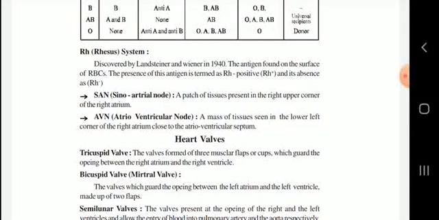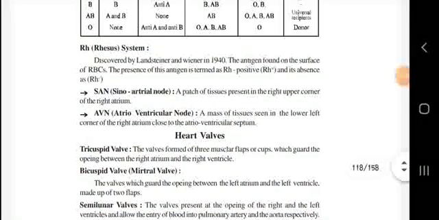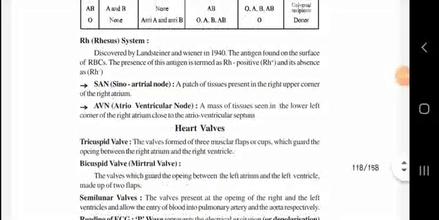Next, SAN, that is the sinoatrial node. A patch of tissue present in the right upper corner of the right atrium is the SAN, and AVN is the atrioventricular node, a mass of tissue seen in the lower left corner of the right atrium close to the septum. So this is the difference.